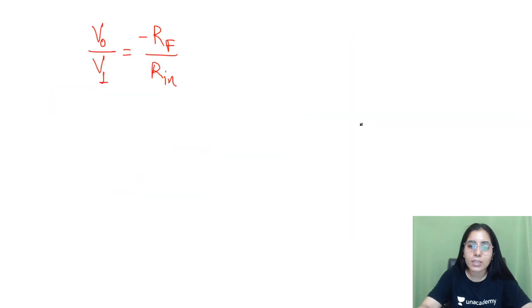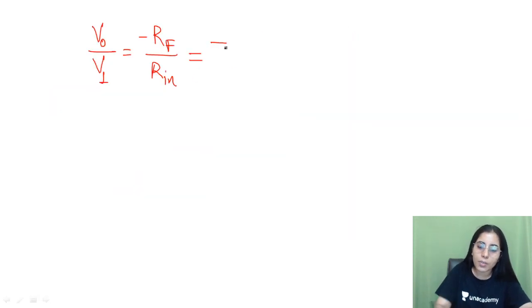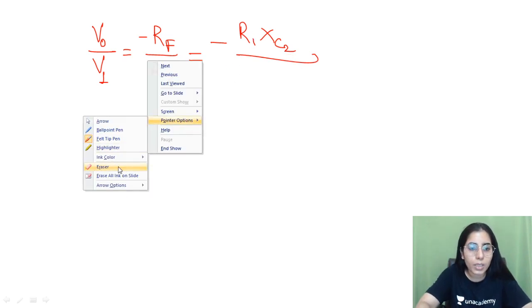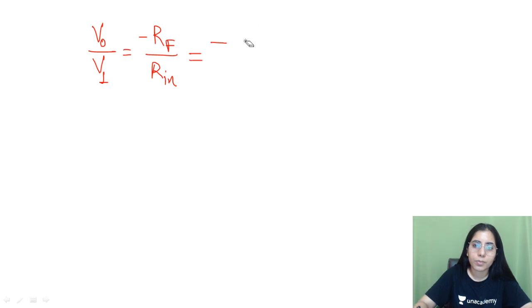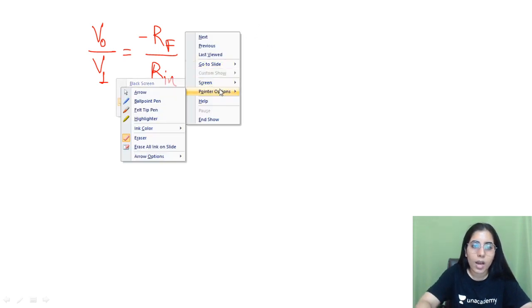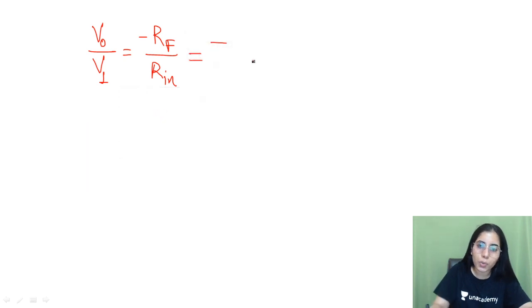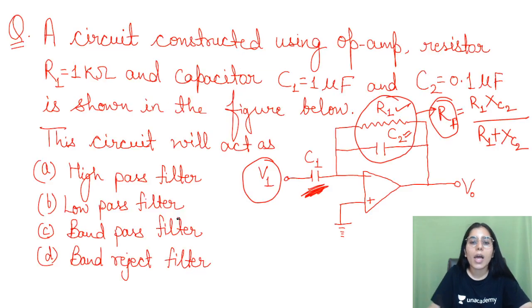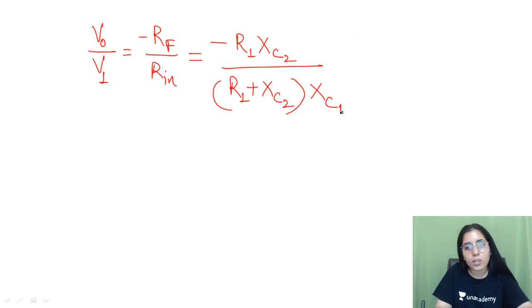If I write this expression after simplification, what I will have here is R1 x XC2 upon R1 plus XC2, into this R input. R input means its impedance. So what will it be? XC1. This is how you will get it.